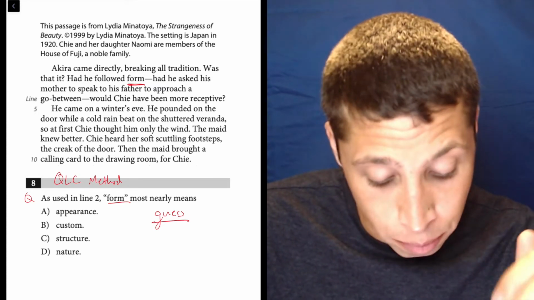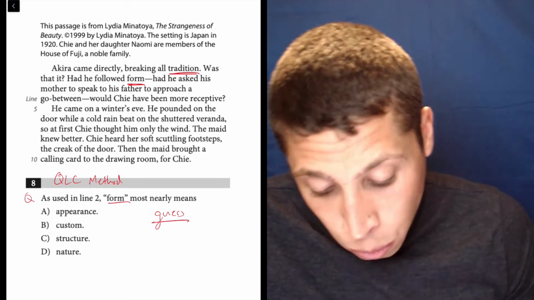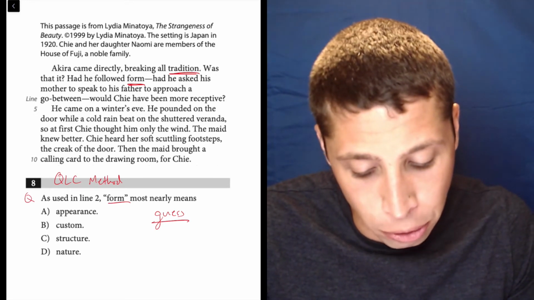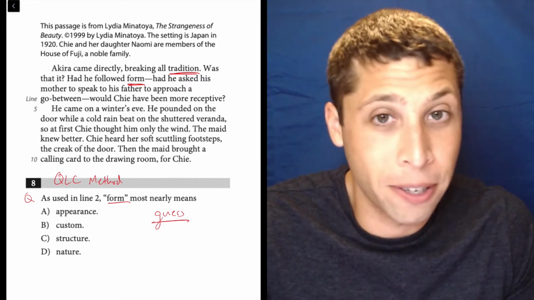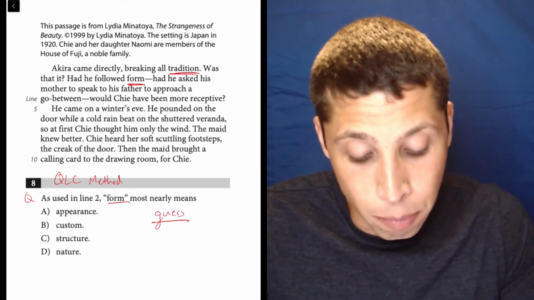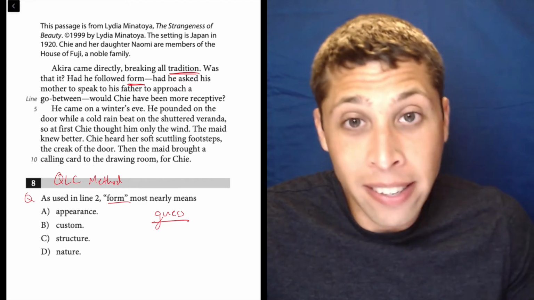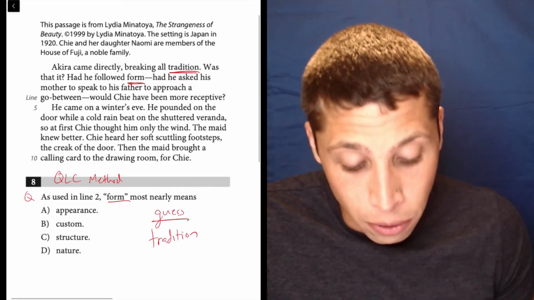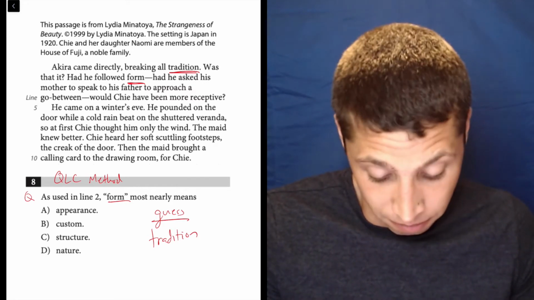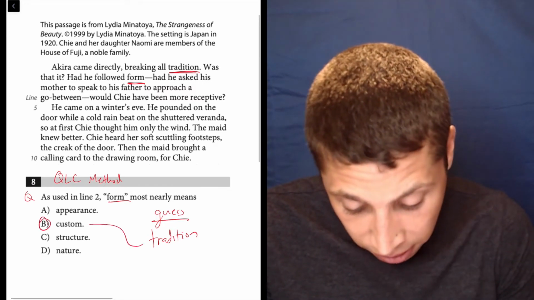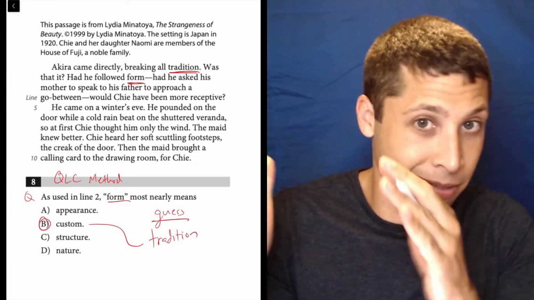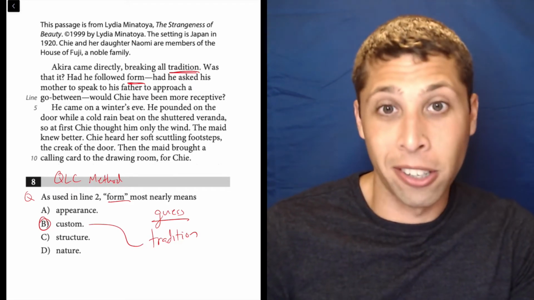Akira came directly, breaking all tradition. Was that it? Had he followed form? Had he asked his mother to speak to his father to approach a go-between? Would she have been more receptive? So he broke tradition, and then he's asking, if I had followed tradition, would she have been more receptive? Well, tradition is custom. That's it. It's literally like synonyms all the way to the answer.